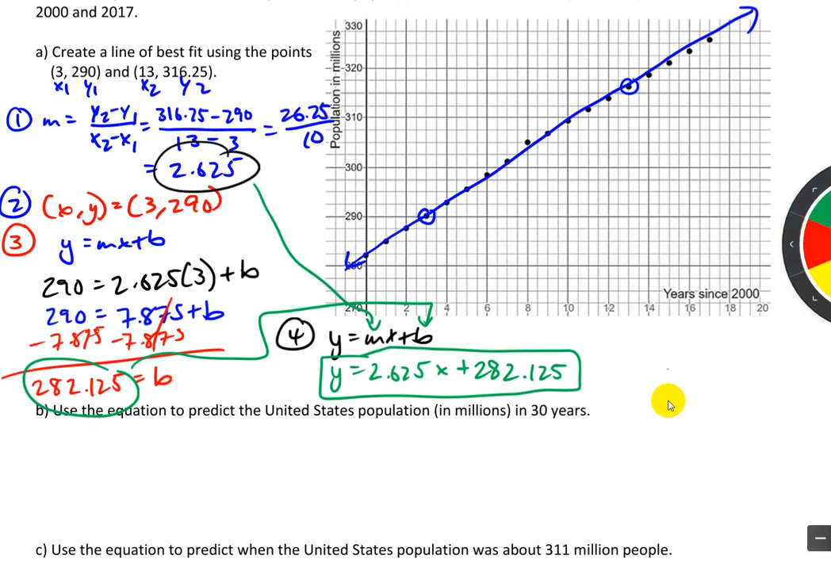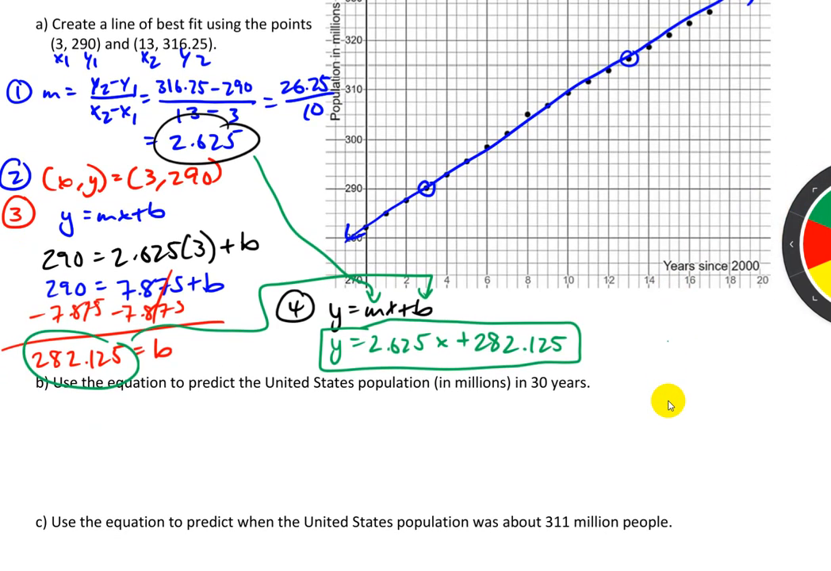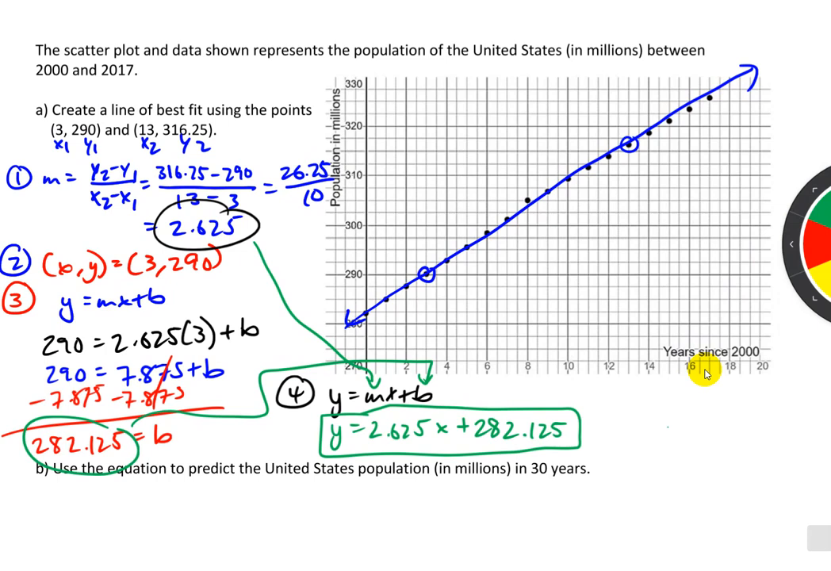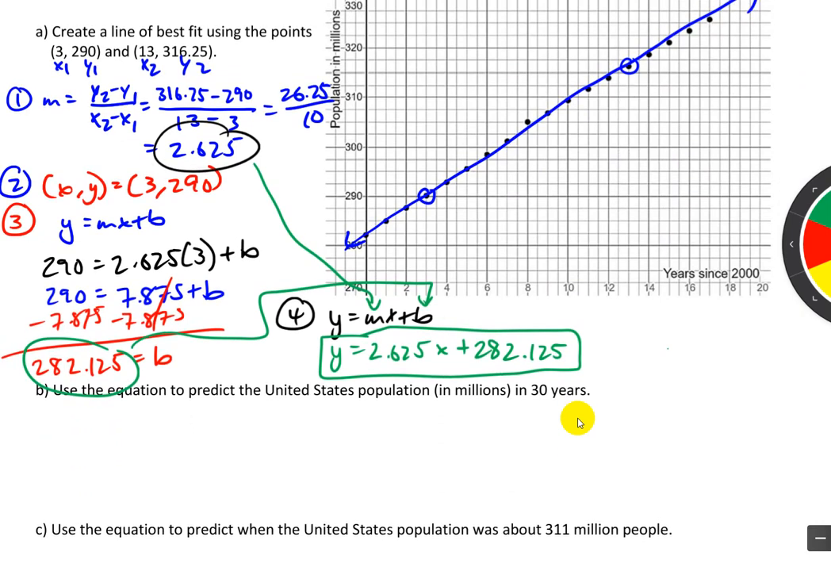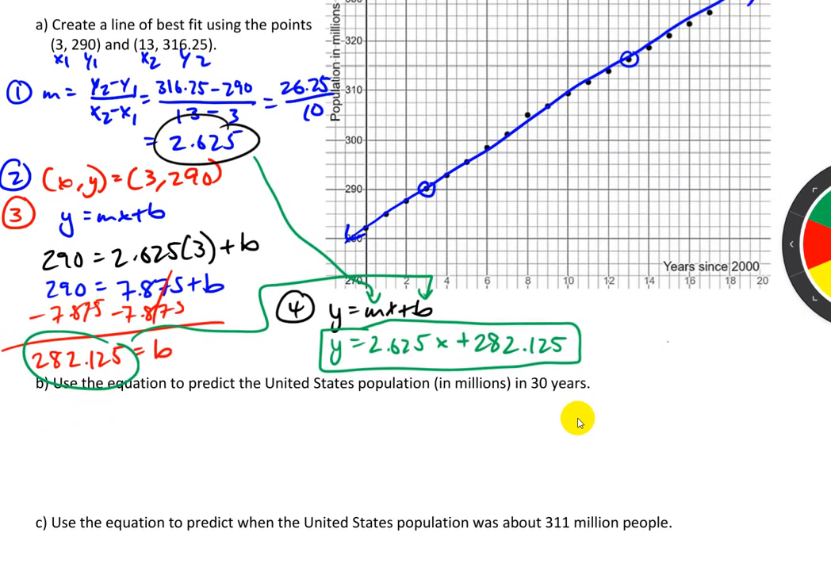Okay. Next part says we want to use the equation to predict the United States population in millions in 30 years. So if we do this correctly, it should be way above 330 million based on our graph, I mean, on our line. But we can still do this. In this case, 30 years, so this means x is going to be 30.